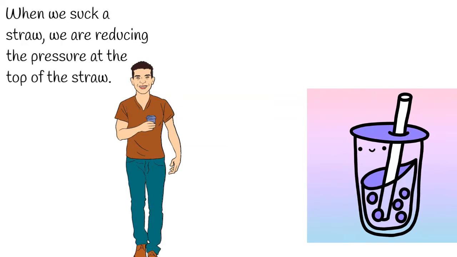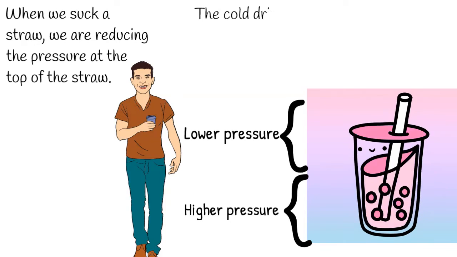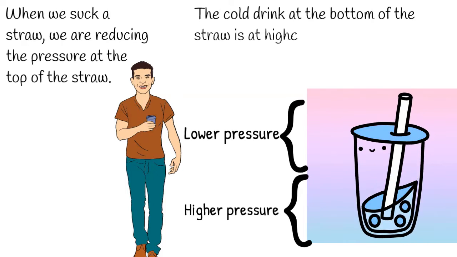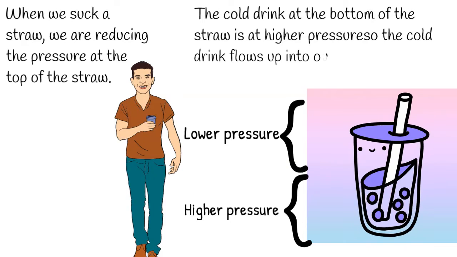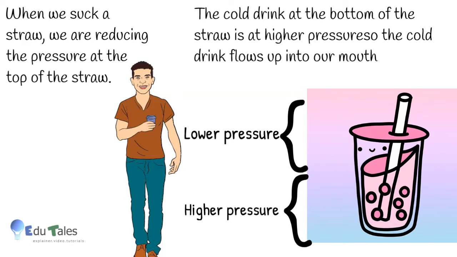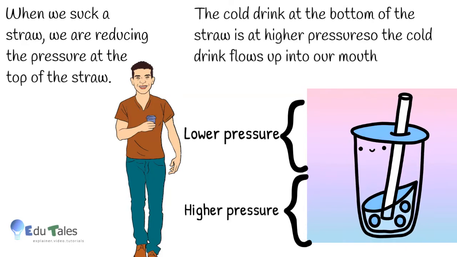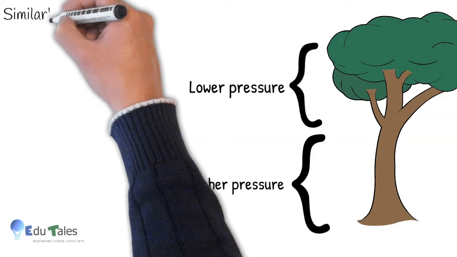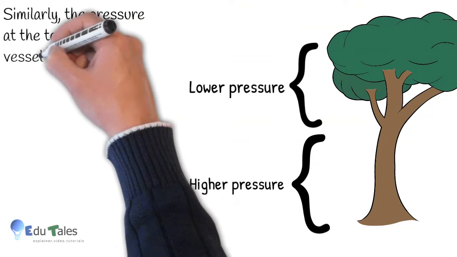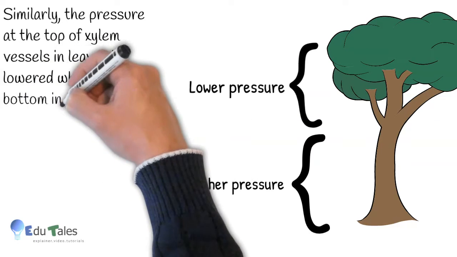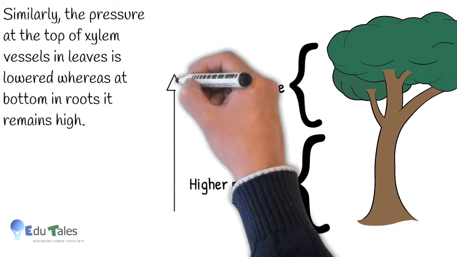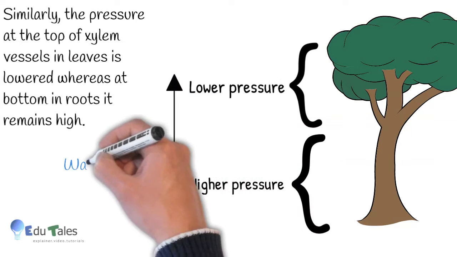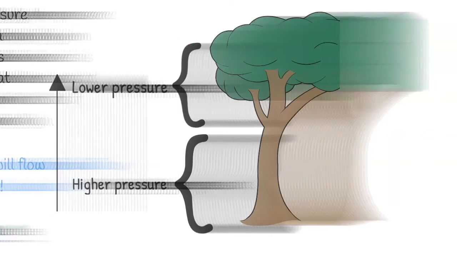How? When we suck, we are reducing the pressure at the top of the straw. The cold drink at the bottom of the straw is at high pressure, so it flows up into our mouth. Same thing happens in plants. The pressure at the top of the xylem vessels in leaves is lowered, whereas at bottom in roots it remains high. So, simply water will flow upwards.